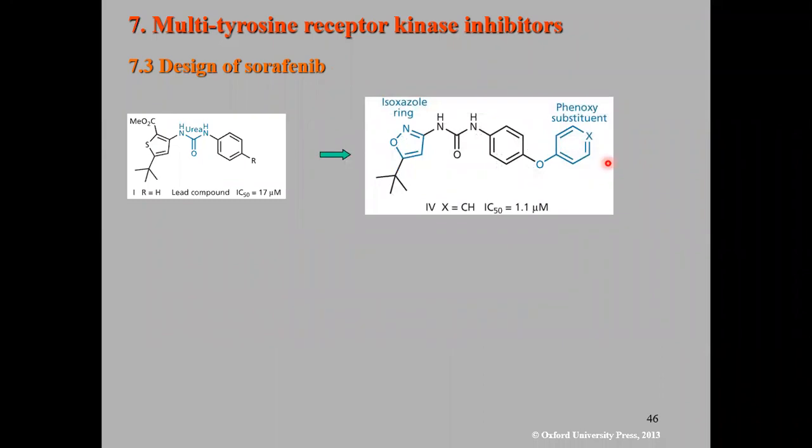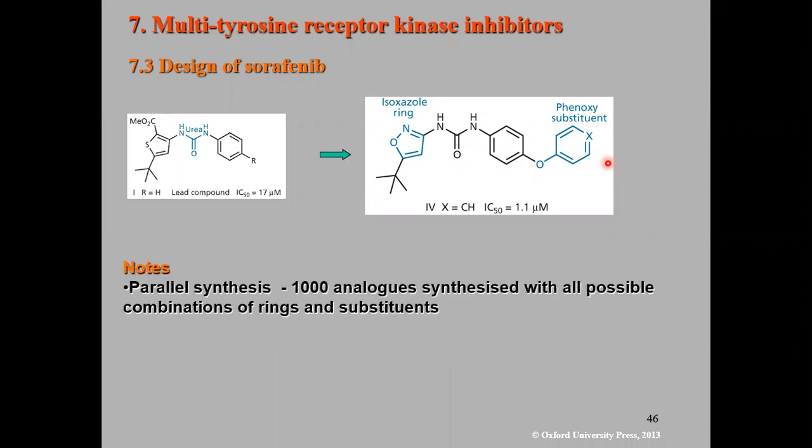They used parallel synthesis. They synthesized 1,000 compounds with different variations and they tested them. It is something that you will learn about next year in combinatorial chemistry. In the parallel synthesis, as I said, they synthesized 1,000 analogs with all possible combinations of rings and substituents. Rings here and substituents there.